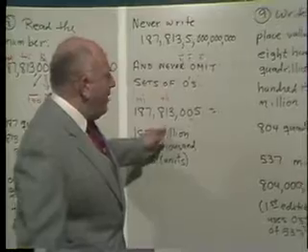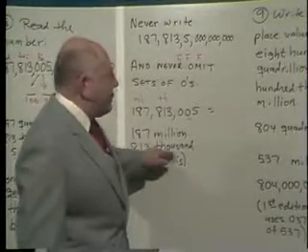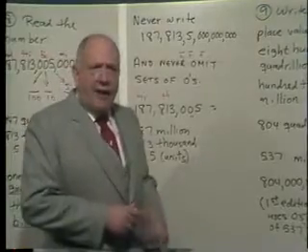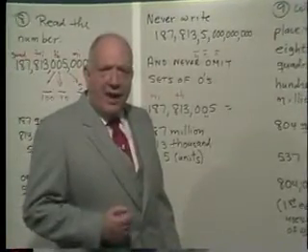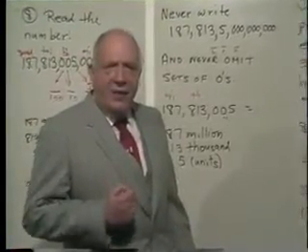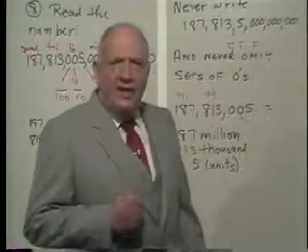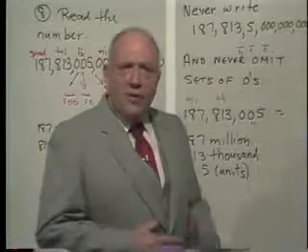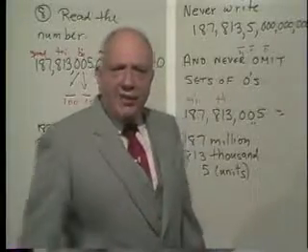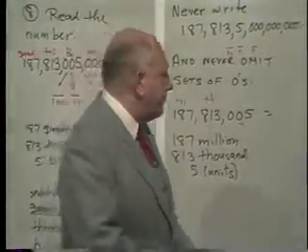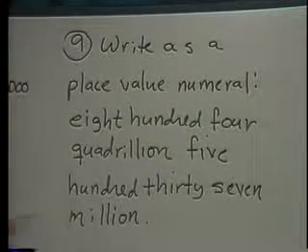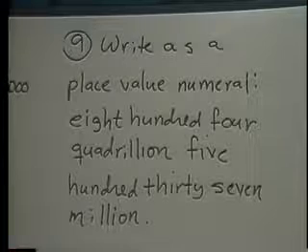Anyway, let's now go back and revisit this problem by doing it from the opposite point of view. See, problem number 9 does the inverse of problem number 8. In problem number 8, we started with all of the digits and asked you to read the number. In problem 9, we're going to start with the verbal form and ask you to write it as a place value numeral. See, it says write as a place value numeral 804 quadrillion 537 million.